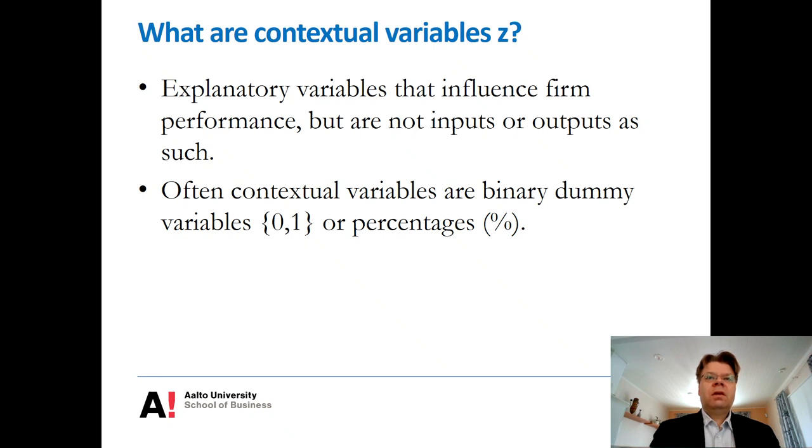And I also note on this slide that sometimes the contextual variables are binary dummy variables that take a value of 0 or 1, or they can be on a continuous scale between 0 and 1, for example, percentages or ratios. Such binary variables or percentages are difficult to model as inputs or outputs as such. But for example, some ratios or percentages might reflect the different quality of the same output. So you might have different quality of output, and you could model the quantity of output as an output variable and then quality as a Z variable. That's one possible example of the Z variables.